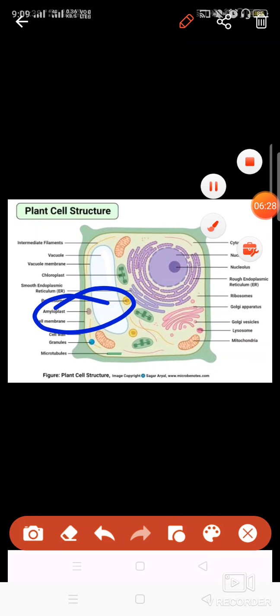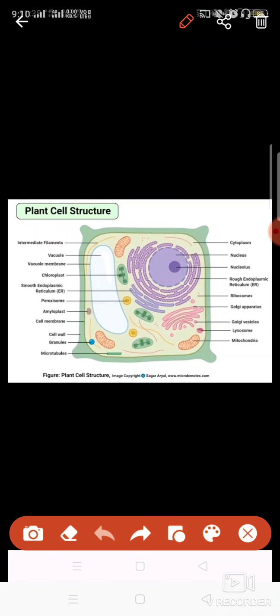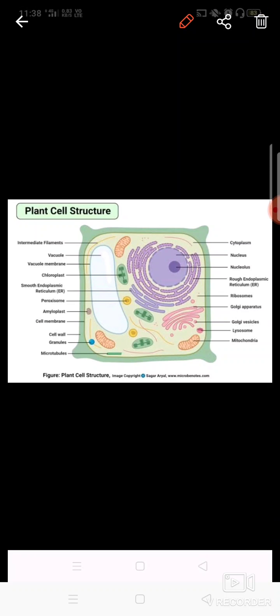You will find here amyloplast. Amyloplast is a kind of leucoplast which stores the starch. That is, glucose is going to be synthesized by the chloroplast, and once it is converted into starch, then amyloplast will store the starch as a food. So this is a plant cell, a general structure.